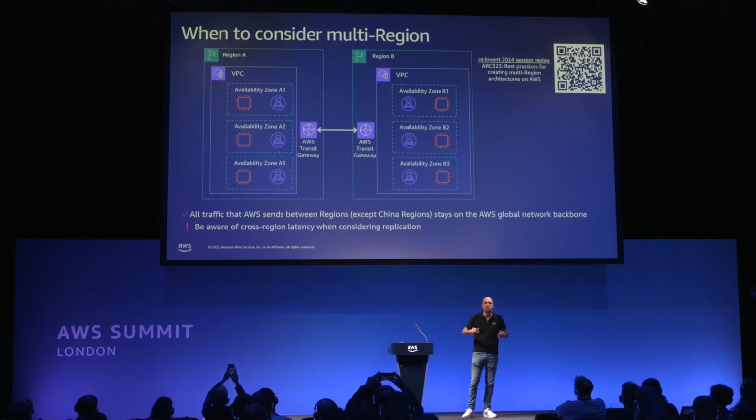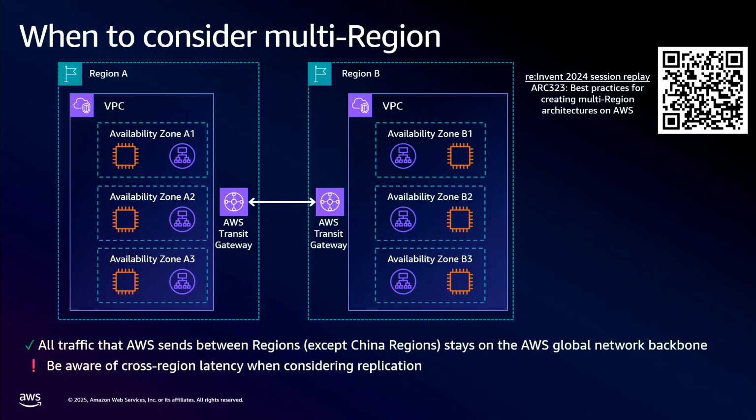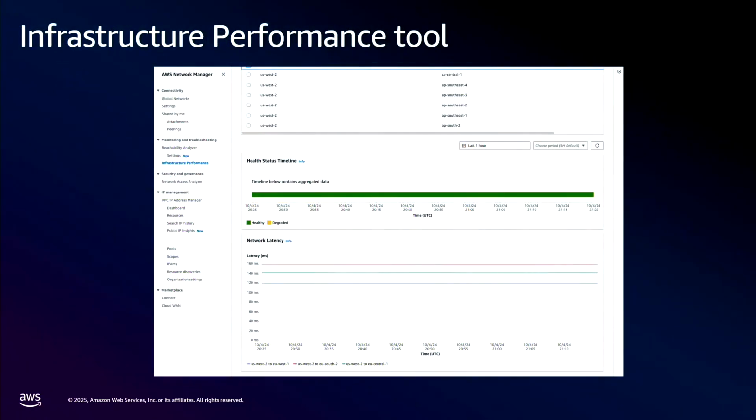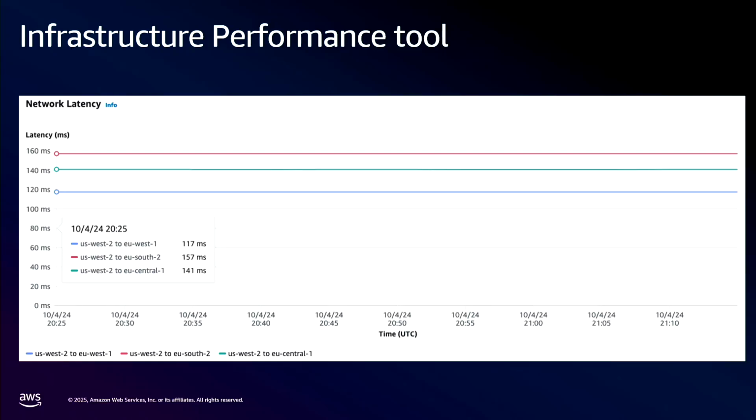Another requirement you can have is if you have applications in two regions and you want them to talk with each other, you can consider AWS Transit Gateway inter-region peering, and in this case the traffic will continue to flow between the two regions on the AWS backbone. A thing to pay attention to here is the latency between two regions, but you can monitor this latency with a tool called the Infrastructure Performance tool. It's accessible from the AWS console, and it can give you nice graphs about the history of the latency between two regions or two AZs.